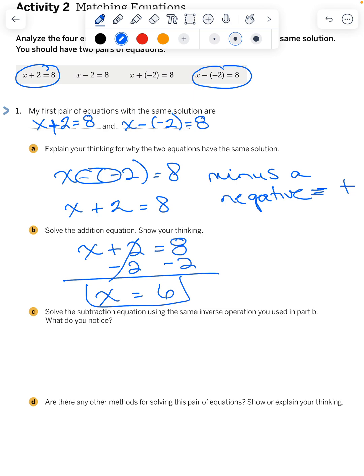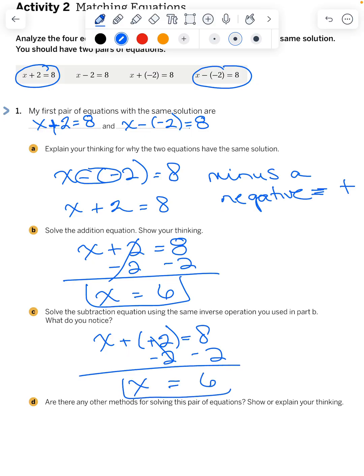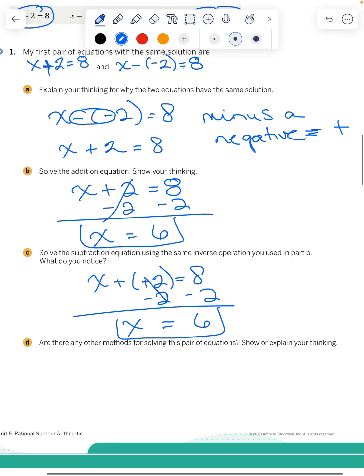Solve the subtraction equation using the same inverse operation you used in part B. Well, the subtraction one is x minus a negative 2 is 8. Okay, we're going to subtract 2 from both sides. Again, that looks like that. We're subtracting 2 from both sides. 2 minus 2 is gone. That makes 0. And I still get 6.